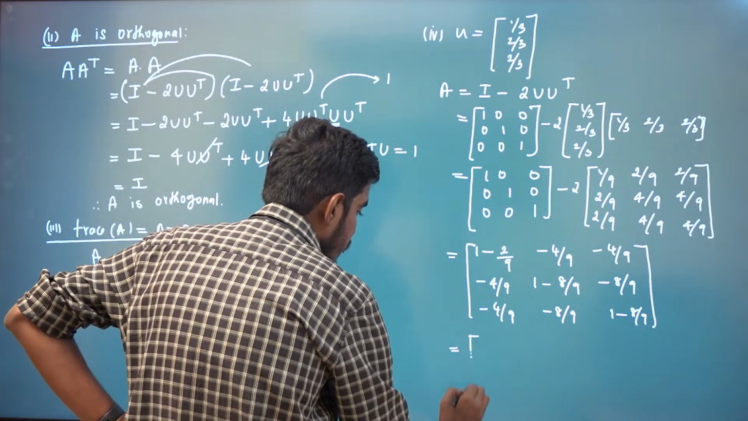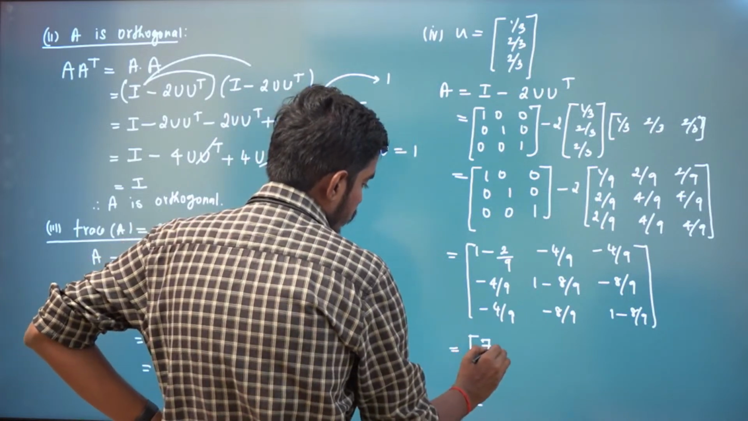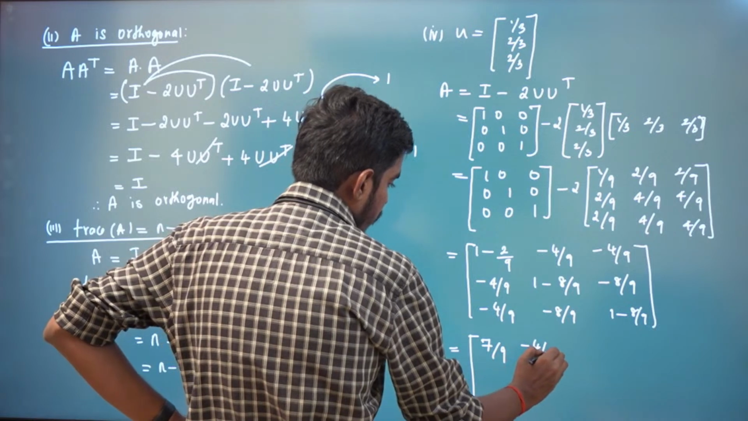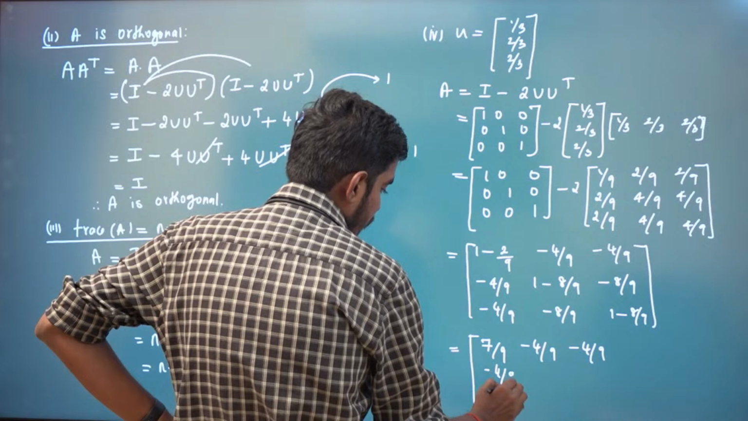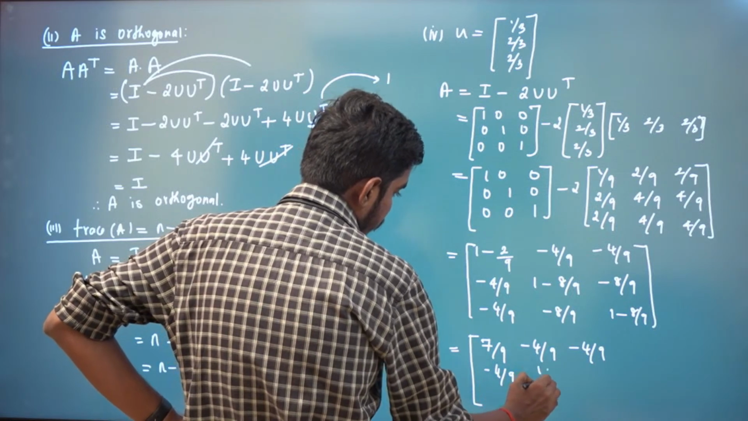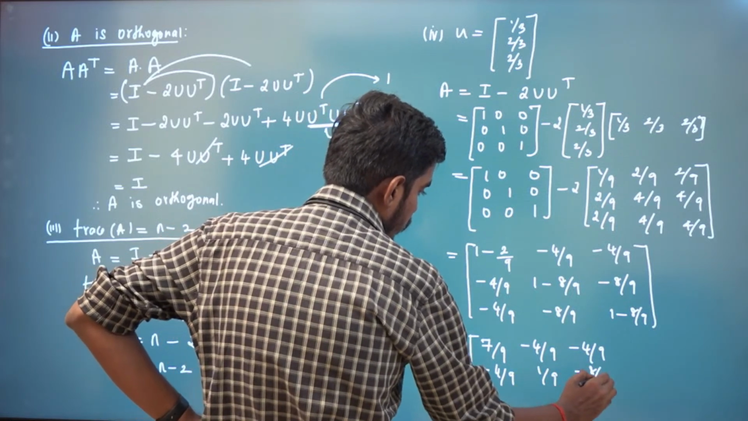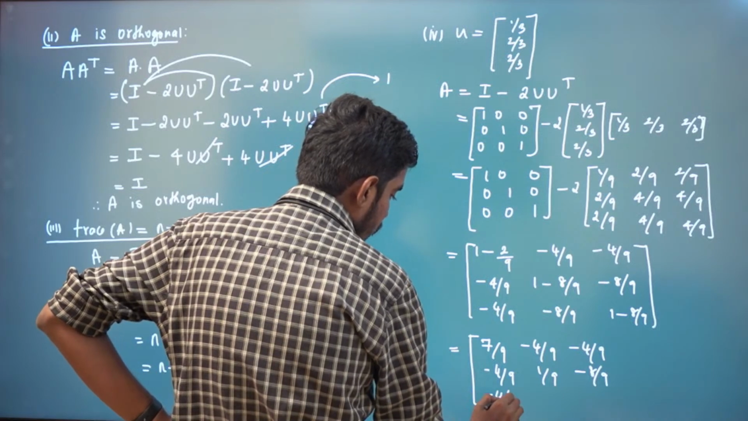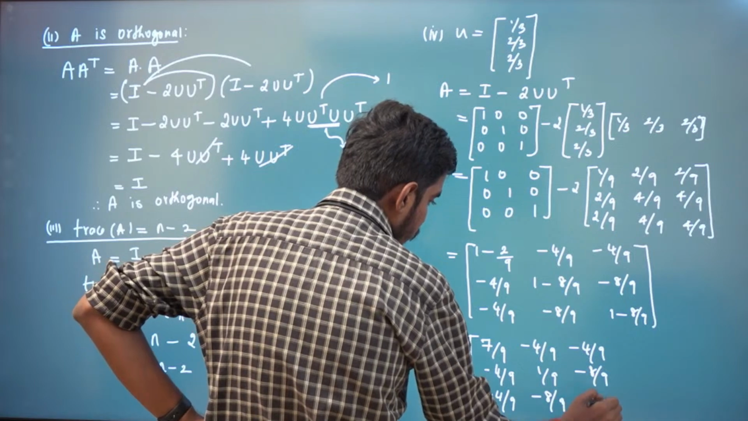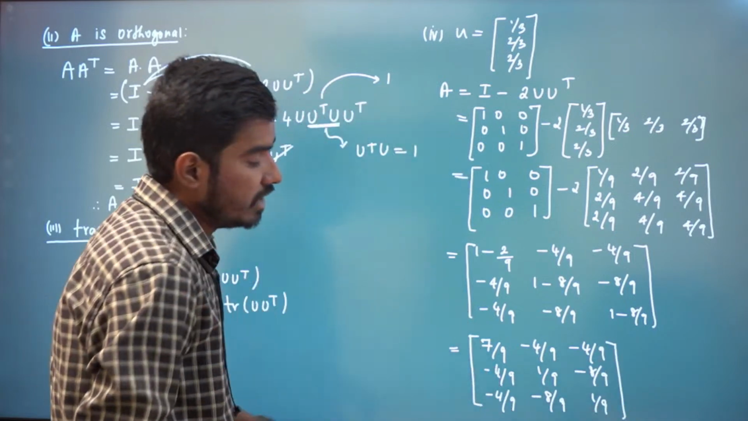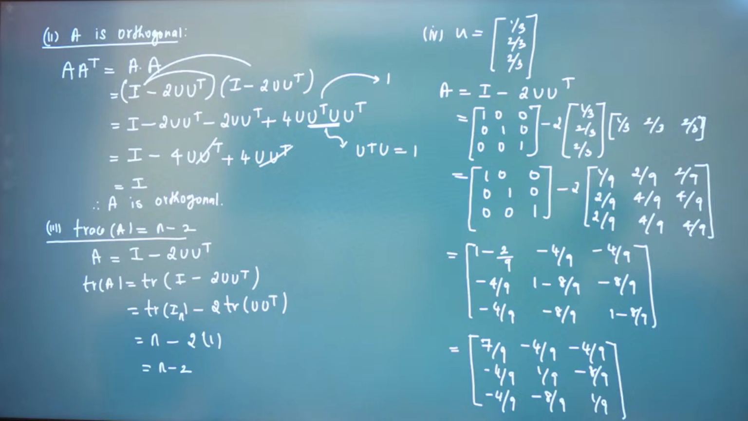So the matrix A is given by 7 by 9, minus 4 by 9, minus 4 by 9; minus 4 by 9, 1 by 9, minus 8 by 9; then we have minus 4 by 9, minus 8 by 9, and 1 by 9. This is the matrix A if our U is equal to 1 by 3, 2 by 3, and 2 by 3. Yes.